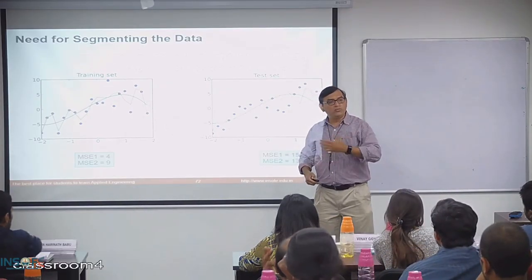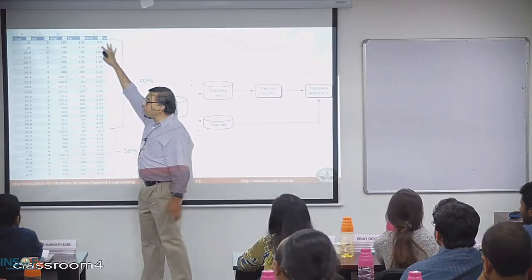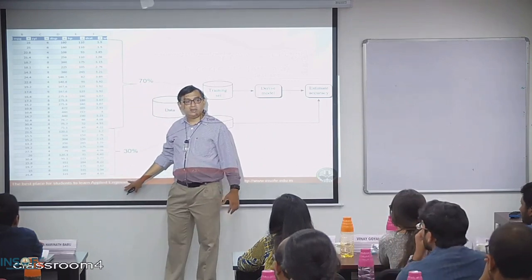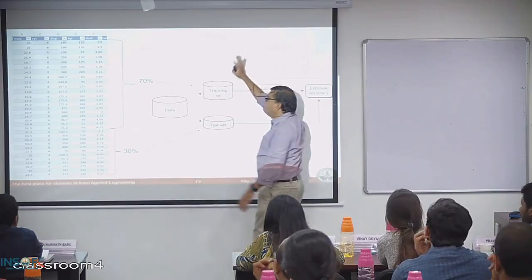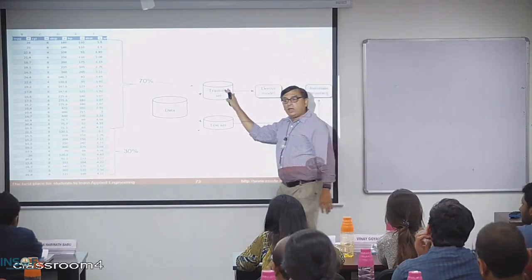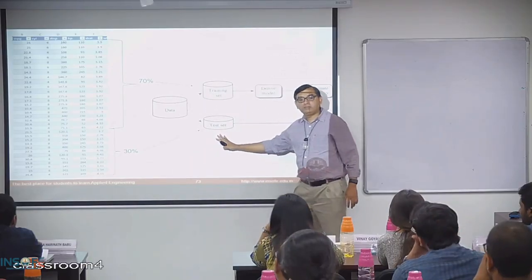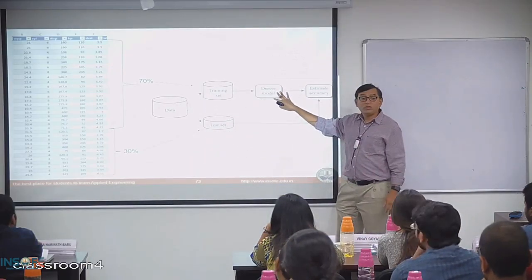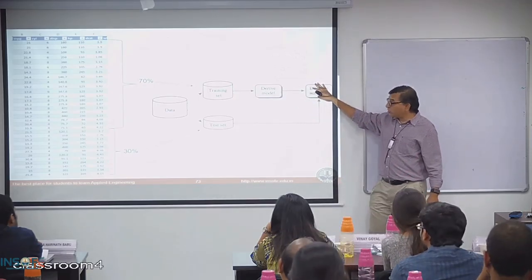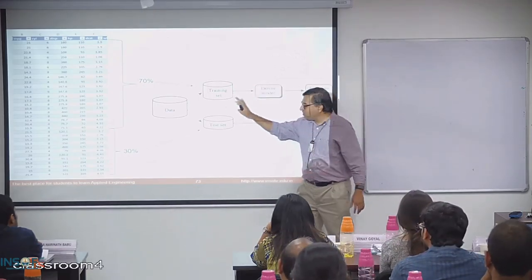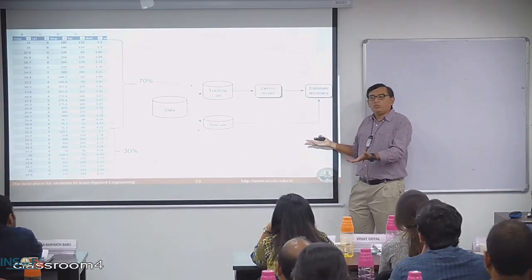Where do these two different data sets come from? Well, from the original data set. So here is the example data set. I take 70% of that data and I'm going to call that a training set. I'm going to take the remaining 30%, and I'm going to call that a test set. I tune the model on the training set. Once I have the model, I am going to test the accuracy of that model on the test set and find out what the number is.